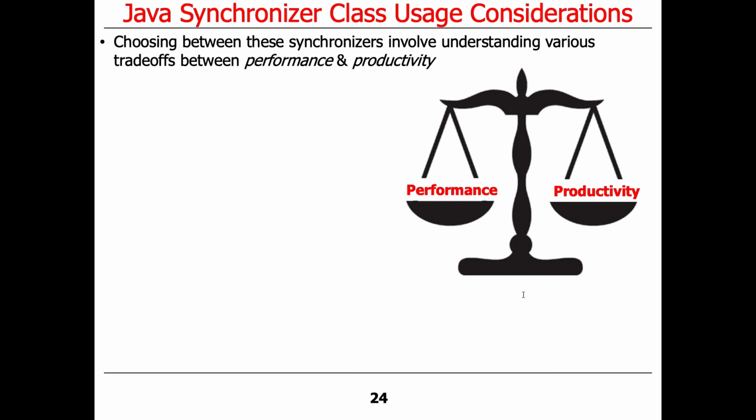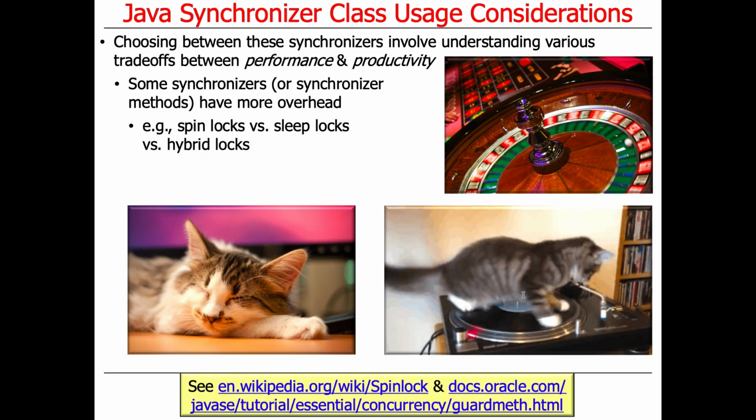So as a general rule of thumb, you always want to pick the simplest and most efficient version for whatever you're trying to do, because otherwise it's going to be slower and more complicated to use, even though it may be more generalized. So there's this balance between performance and productivity. Some synchronizers or some methods on synchronizers just inherently have more overhead. And sometimes that's necessary. Sometimes you need that.